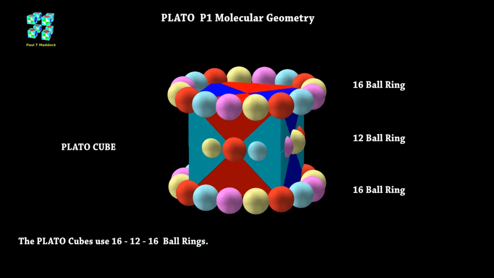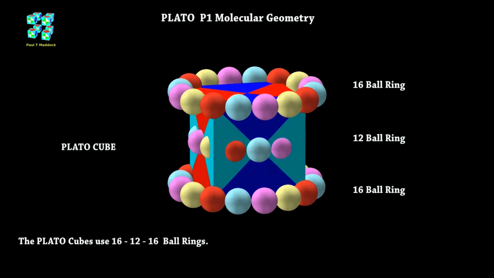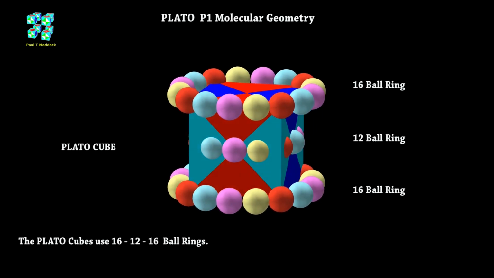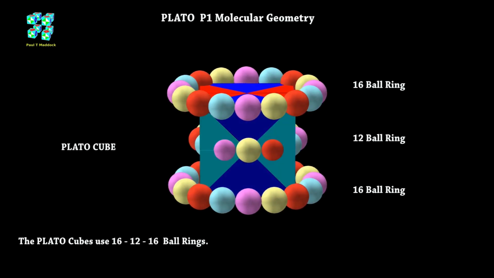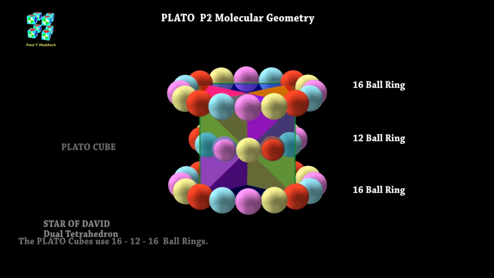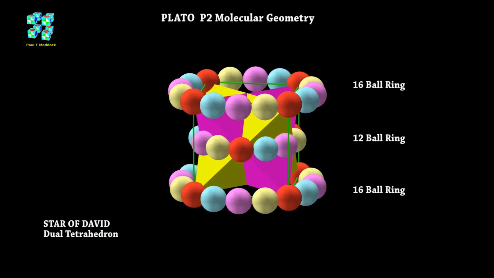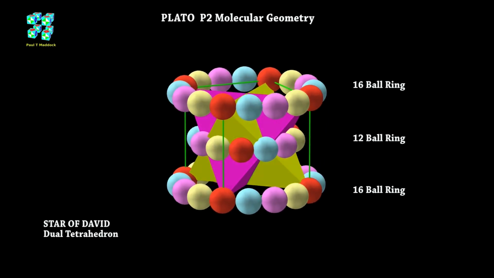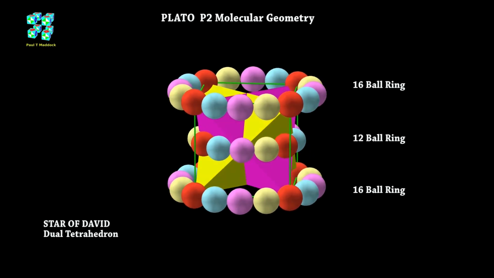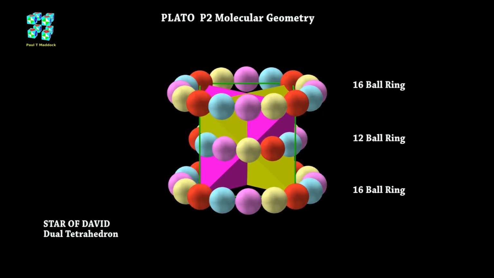So I'm going to start this by using the letters P1, and I'm going to show you first the full Plato cube. Okay, the next one I'm going to show you is P2. And this is going to be the purple and yellow together because it's the Star of David. So this breaks down into 4 yellow tetra pieces and 4 purple tetra pieces.